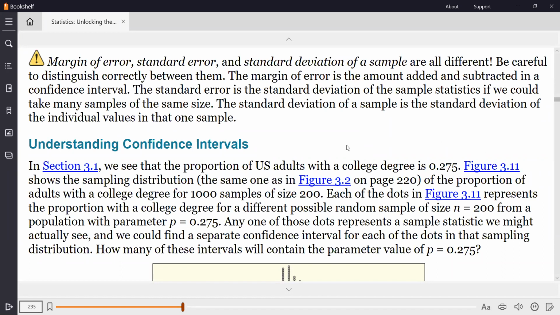Anyway, there are two types of confidence intervals that they're talking about here. One is for proportions. Remember what a proportion is.